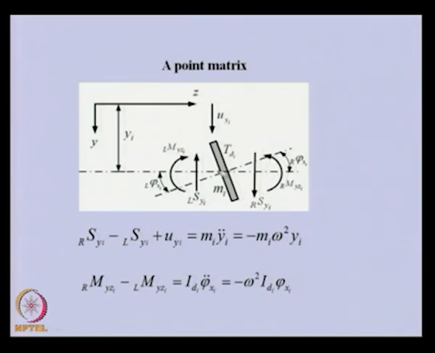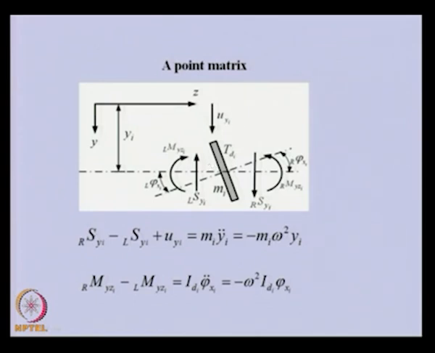Apart from that, if there is some eccentricity in the rotor, let us say U_i is the unbalanced force which is acting toward the positive y direction. So, now we can obtain the relations as we obtained for the field matrix. So, first the force balance.